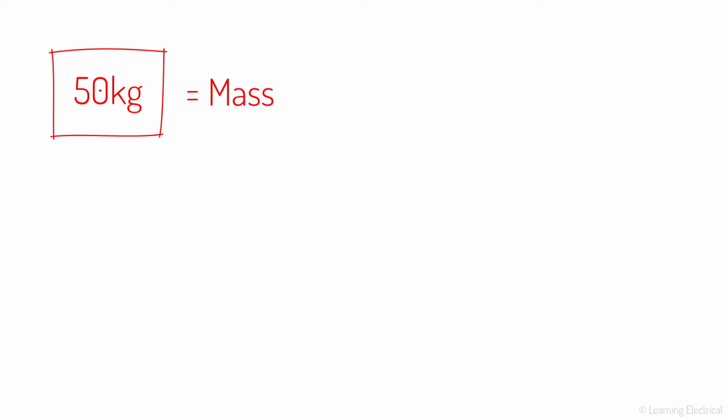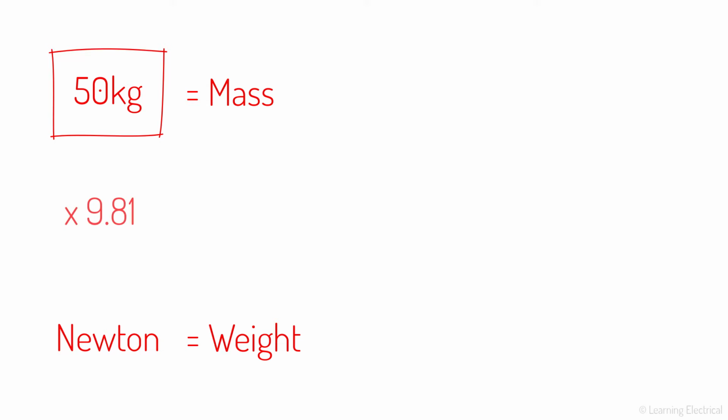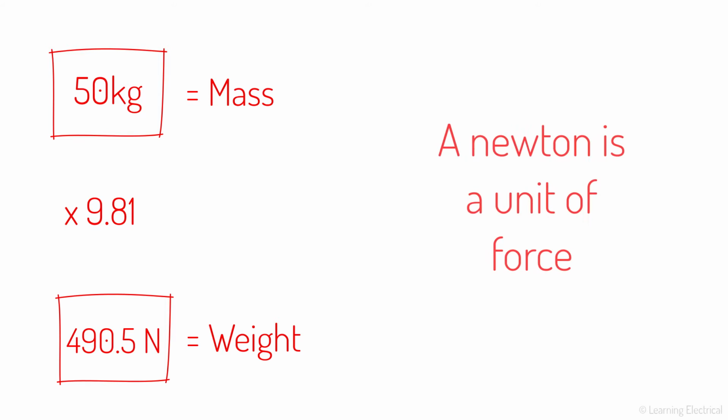Back to weight now, and that 50 kilogram mass. As we said before, the unit for weight is the newton. To work out the weight of an object in newtons, you multiply its mass by gravity, which is 9.81. So this would be 50 kilograms times 9.81, giving you a measurement of 490.5 newtons. If you recall, gravity is an accelerating force, so your 490.5 newtons will be a unit of force.